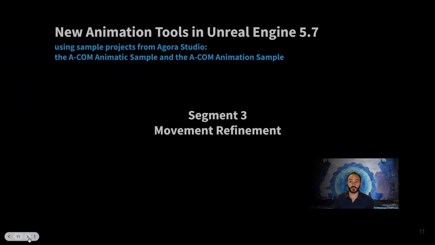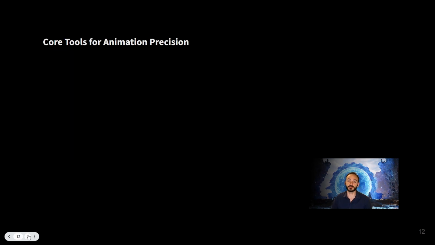Let's continue. Now we continue with segment 3, movement refinement. The core tools for animation precision. We have several new tools in Unreal Engine. One of them is the motion trails. The motion trails create beautiful visualizing arcs, which are already very well used by all the animators that have been using all the other DCCs previously. Now we have them also in Unreal Engine.